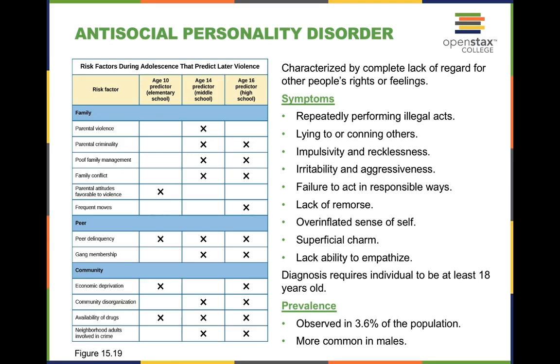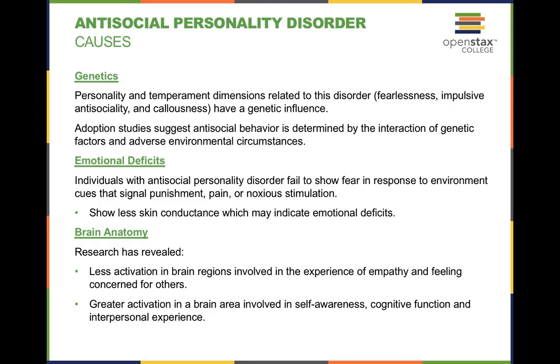Now, for an individual to officially receive a diagnosis, they have to be at least 18 years of age, and it's more common than you think. About 3.6% of the population. For about every 100 people you meet, 3 to 4 of them may qualify for ASPD, and it's more common in males. Some causes of ASPD may include some genetic factors as well as some brain anatomy. I'll probably start here with the brain anatomy.